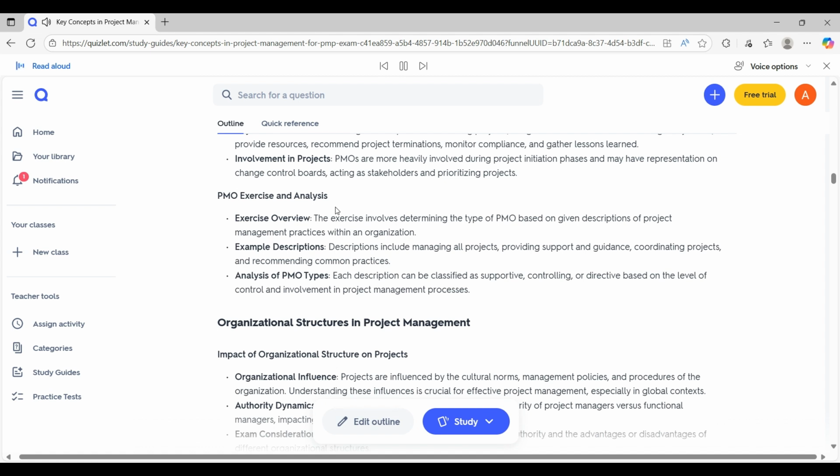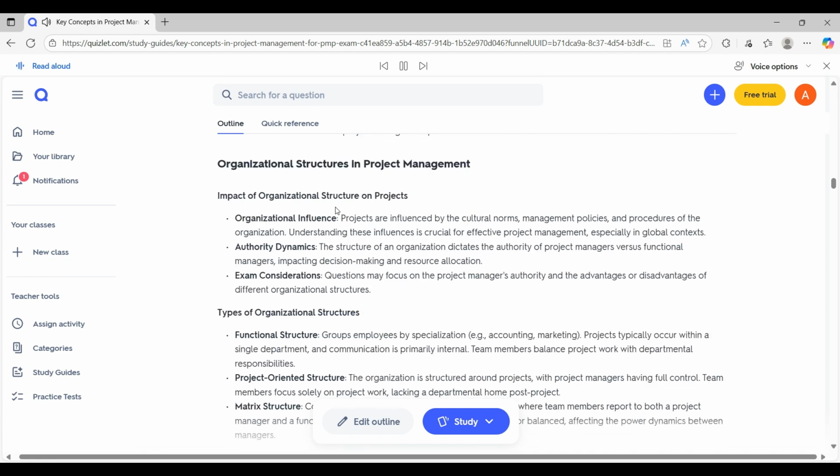Organizational influence. Projects are influenced by the cultural norms, management policies, and procedures of the organization. Understanding these influences is crucial for effective project management, especially in global contexts. Authority dynamics. The structure of an organization dictates the authority of project managers versus functional managers, impacting decision-making and resource allocation. Exam considerations. Questions may focus on the project manager's authority and the advantages or disadvantages of different organizational structures.